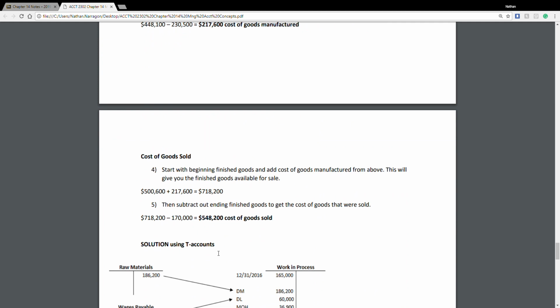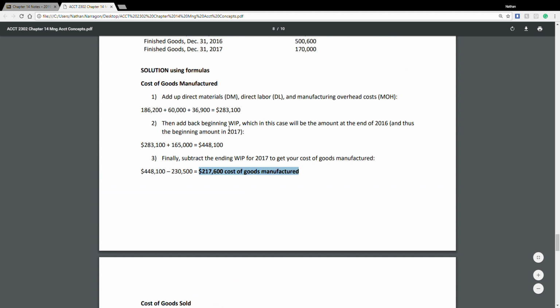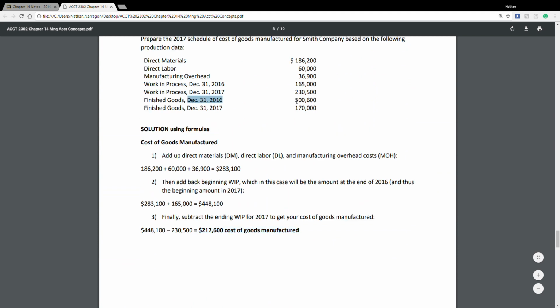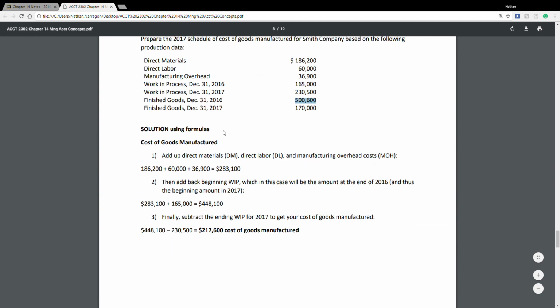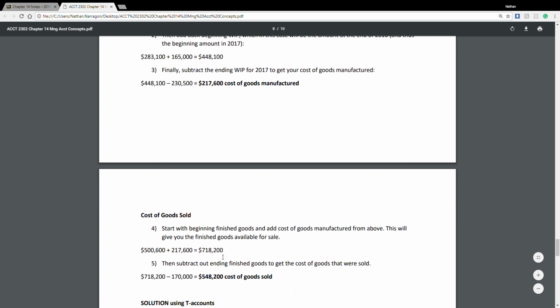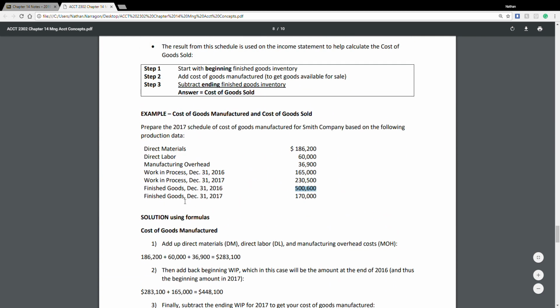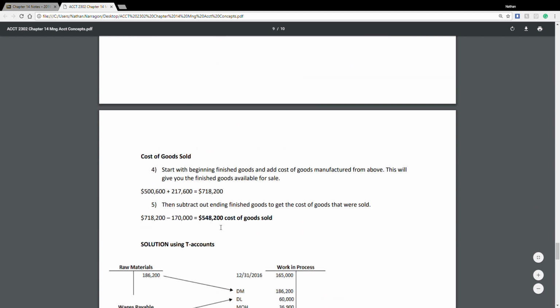So here comes cost of goods sold. We're going to start with the beginning finished goods, and we're going to add our cost of goods manufactured. So again, going to 2016, 500,600, boom, add the 217,000, should give us 718,200, and then we just subtract the ending. So again, the ending right here was December 2017, 170. Once we subtract that out, our cost of goods sold is 548,200.